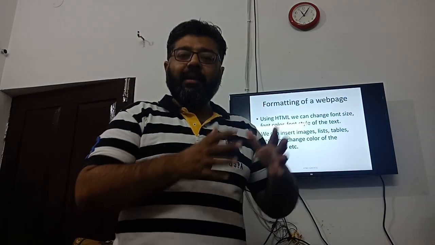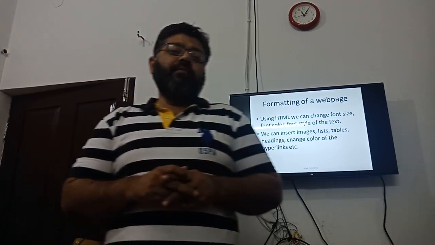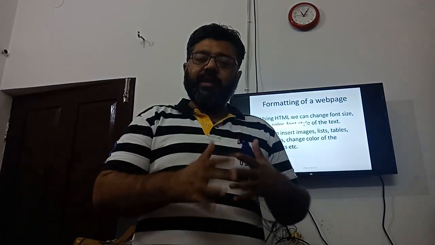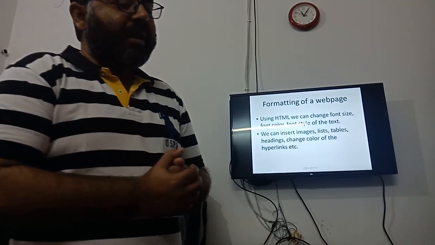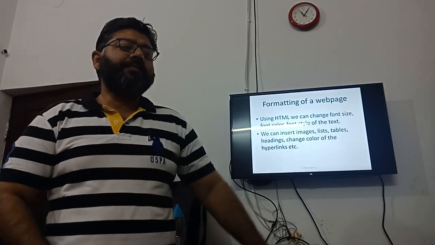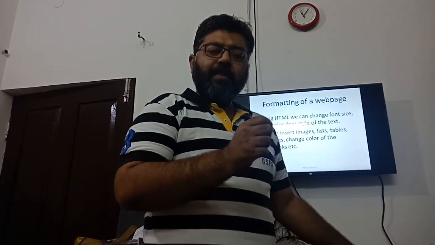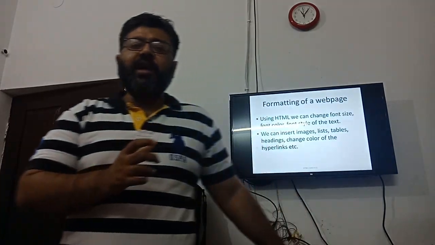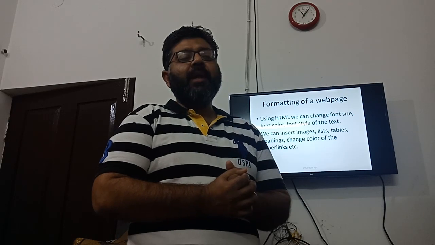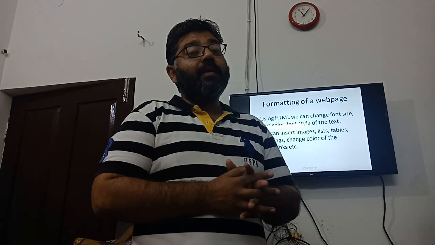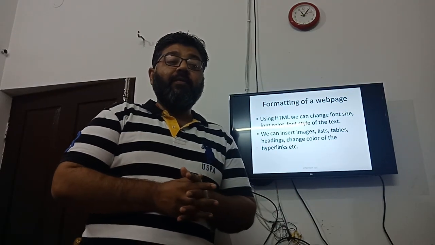There are 6 types of headings available in HTML, that is heading number 1 to heading number 6, which we will discuss later. And we can also change the color of the hyperlinks, and there are so many other things that we can do to format an HTML web page, which we will discuss later as we move further in HTML. So HTML can be used very effectively for formatting, for enhancing the appearance of the web page.